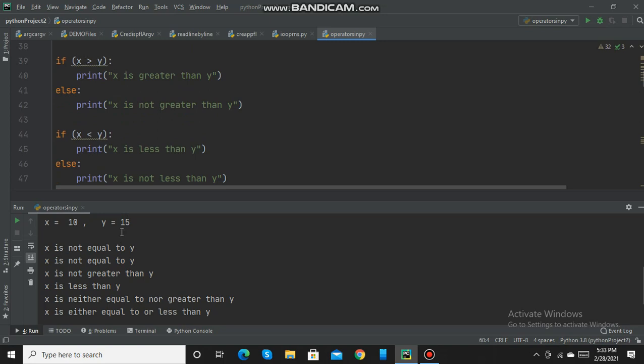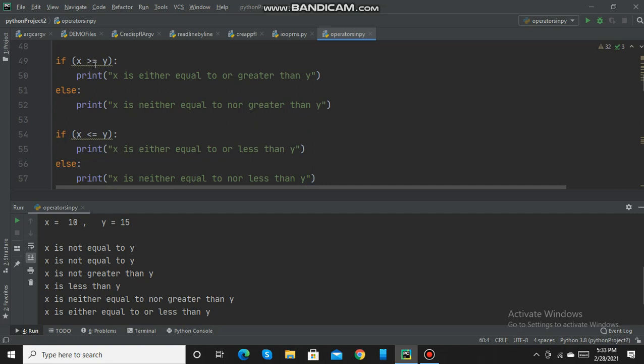Then checking x greater than y. x is 10 and y is 15. So it is not greater, it will go to the else and print x is not greater than y. So that is this, x is not greater than y. Then here it is checking for x less than y. So 10 is less than 15, so it is printing x is less than y. So it is printed, x is less than y.